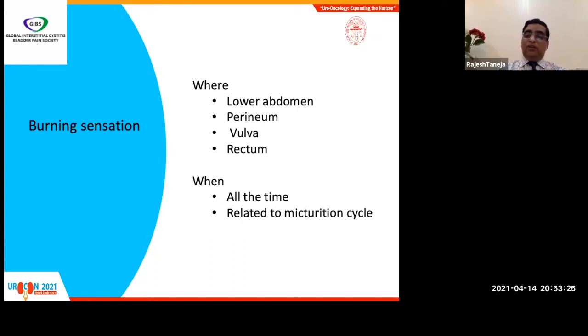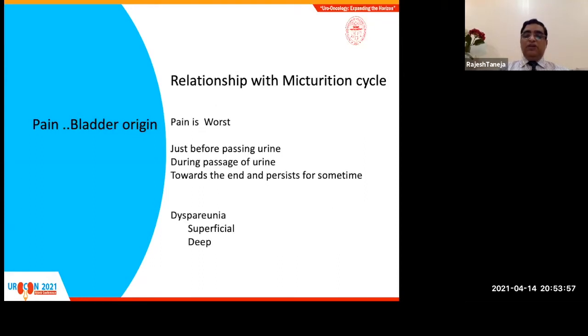Is it occurring all the time or is it related to the micturition cycle? Unless it is related to the micturition cycle, I would not be keen to call this as coming from the urinary tract. But there are exceptions, of course. So pain is worse just before passing urine. That means it is originating from the bladder, and perhaps it is related to the filling of the bladder. And as soon as the bladder is being emptied, the patient feels some relief in pain.